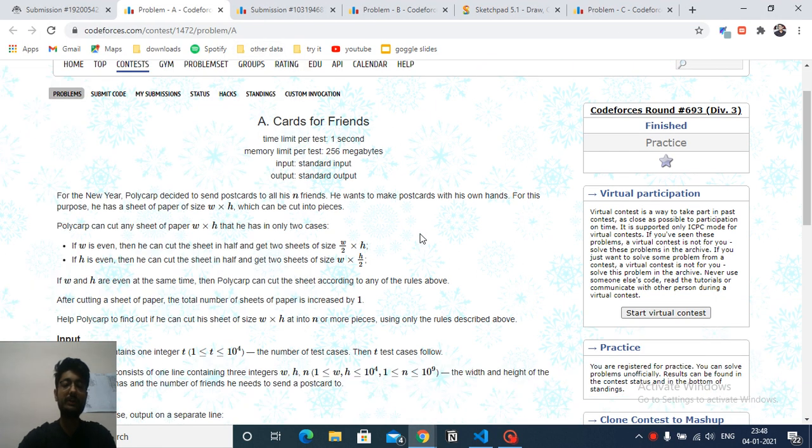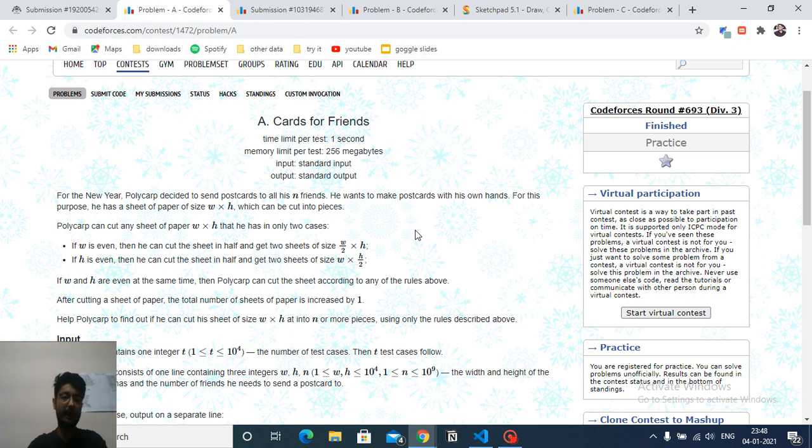Hello friends, so today we're going to discuss the first problem from the latest Codeforces round 693 division 3, problem name: Cards for Friends. You can read the problem statement, but in simple terms it states that you have some card whose dimension is w cross h, like a rectangle.